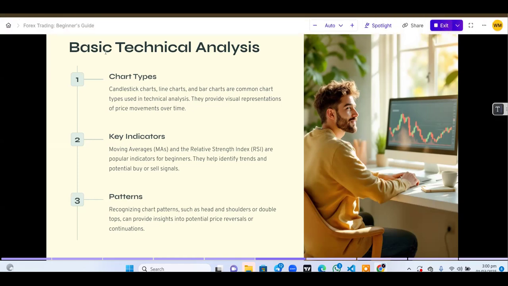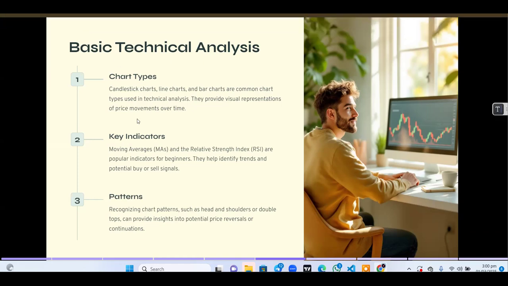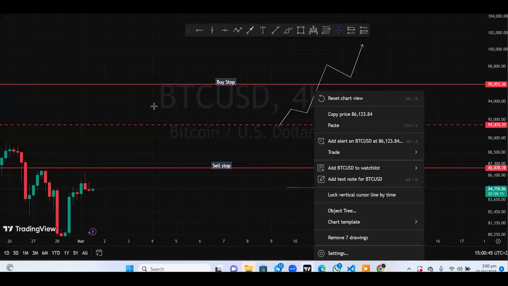So let's talk about basic technical analysis. We have charts. There are different types of charts. We have candlestick charts, line charts, and bar charts. These are common chart types used in technical analysis. They provide a visual representation of price movement over time. Let's try to look at these types of charts.